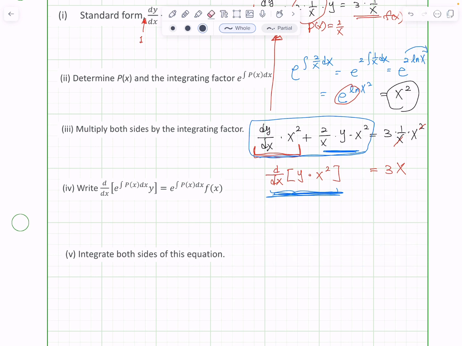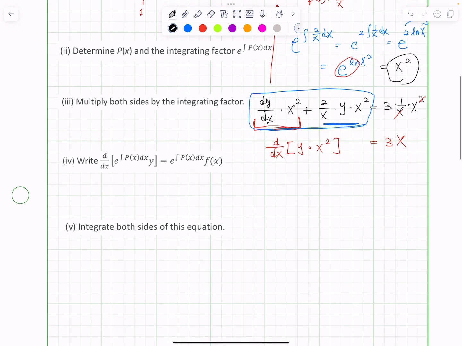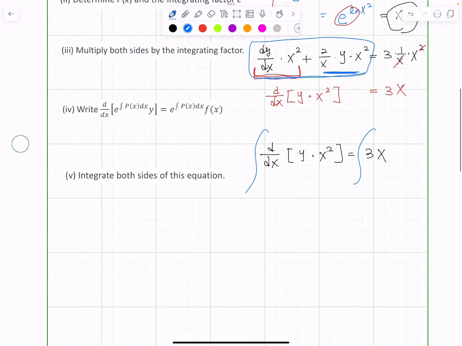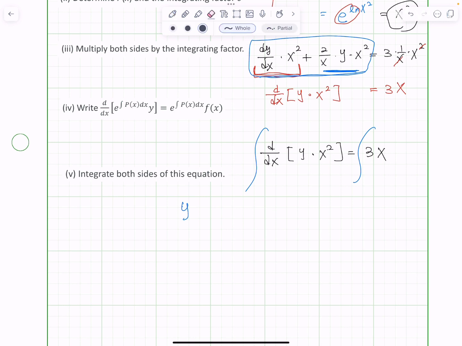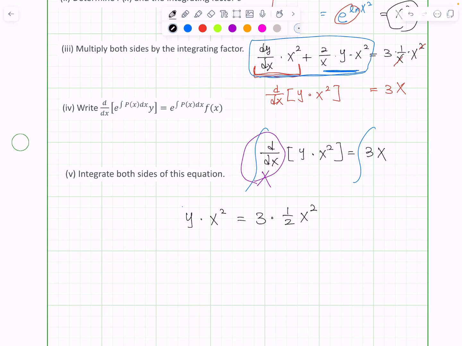Okay, so once we get to this, I'm going to rewrite the equation one more time: d over dx of y times x squared equals 3x. Now we take step number 5, integrate both sides. Then we have y times x squared, the derivative and integral cancel out, and that equals 3 times the integral of x, which is 1 over 2 x squared. We need to put C on one side, the left-hand side or right-hand side.